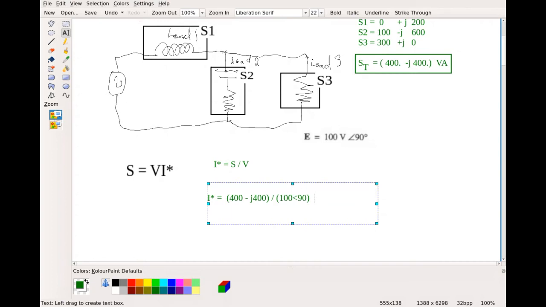Okay, so I'm just calculating this. Somebody got this yet? 5.66 at an angle of minus 45. Okay. I'll just double check it. Yep, that's what I got also. Okay.